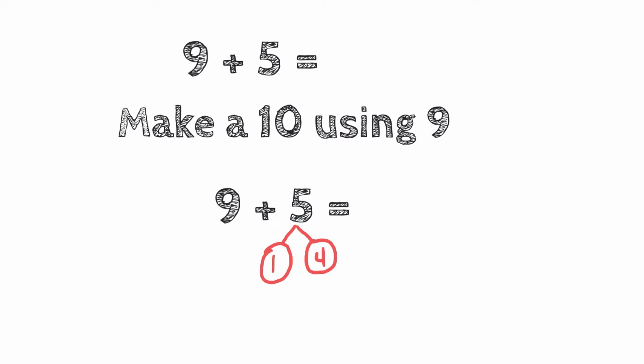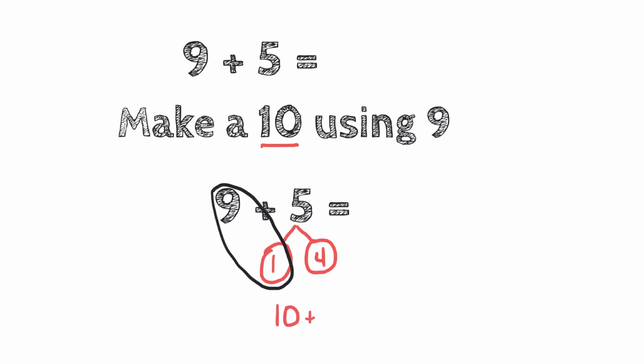Okay, let's add those all together now. So just like we've been doing in the past, we're going to group our 9 and 1 together. So 9 plus 1 equals, that's right, 10. And that's what we're trying to do. We're trying to make a 10. So 9 plus 1 equals 10.